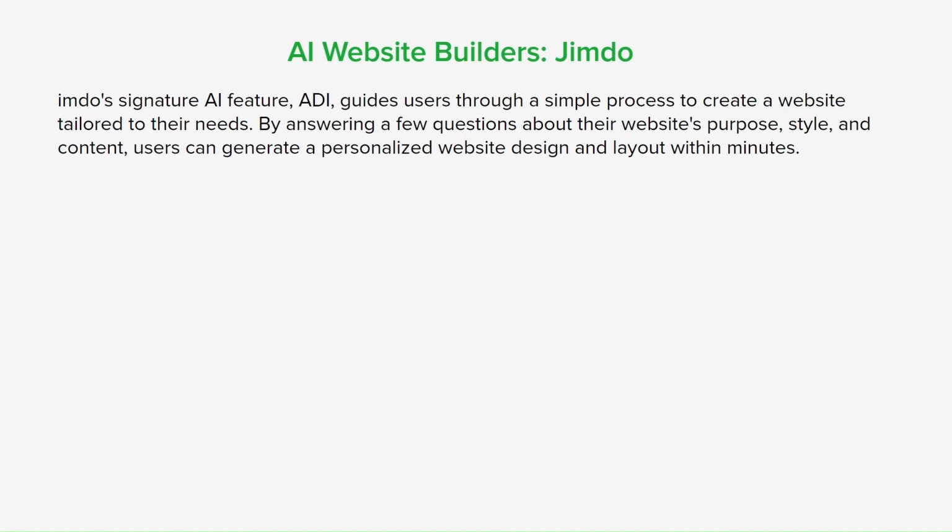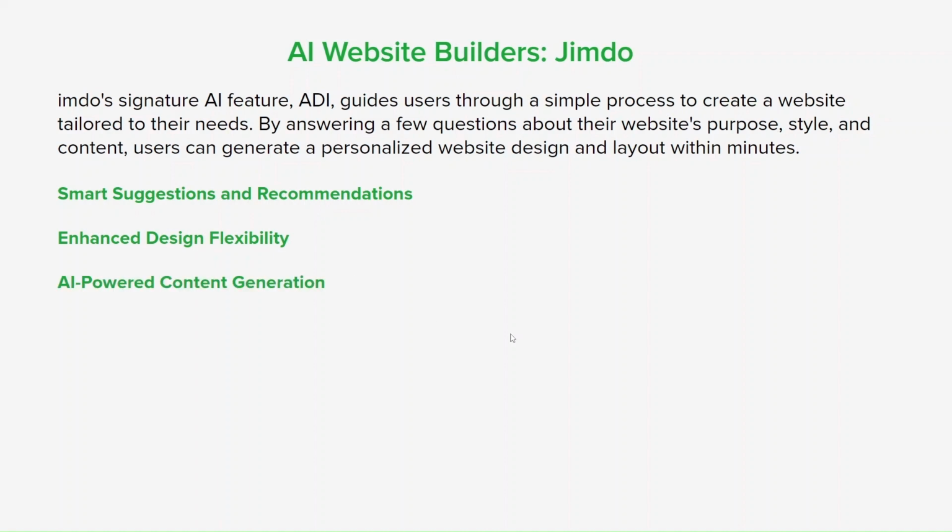Jimdo's integration of AI brings several benefits to users, including automated design, smart suggestions and recommendations, enhanced design flexibility, and AI-powered content generation. Jimdo's AI capabilities extend beyond design to assist with content creation. The platform can generate relevant text, images, and video suggestions based on the website's theme and industry, and it saves users a lot of time and effort.